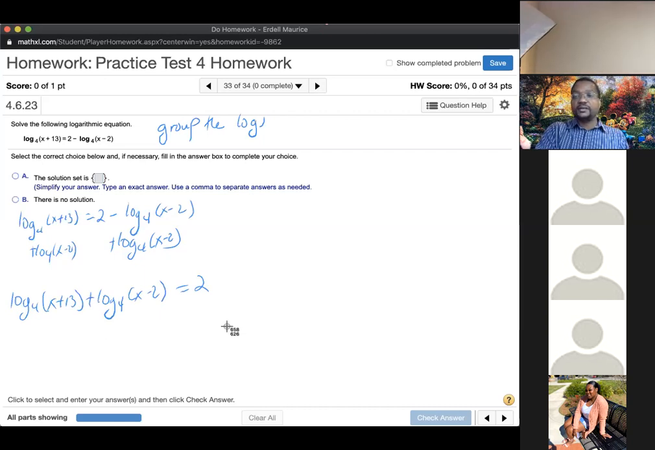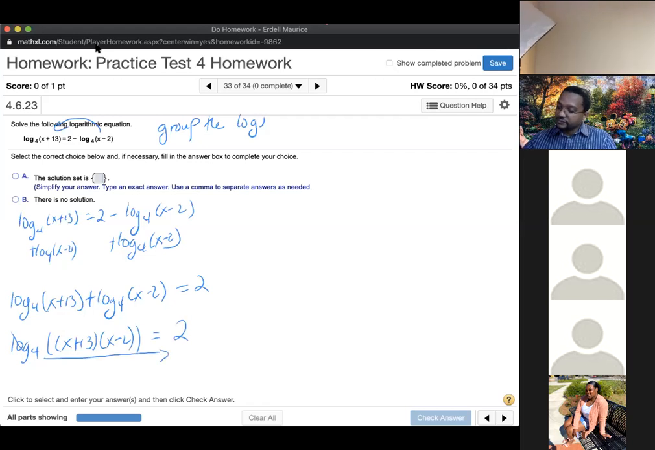A simple way of thinking about this is that I took the log over to the other side. I grouped the logs. A plus sign means multiplication. This is log of (x + 13) times (x - 2) is equal to 2. And then I convert this to exponential form. So that means I drop the log and I take the base over to the other side. Drop the log, take the base over. This will mean that (x + 13)(x - 2) = 4 squared.